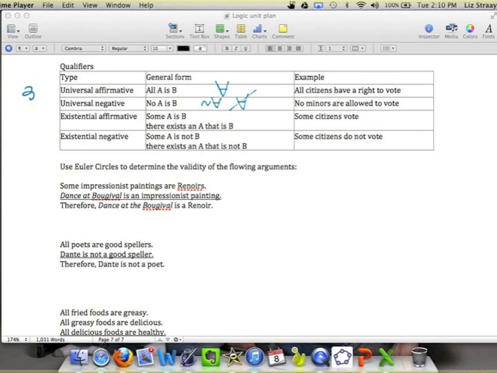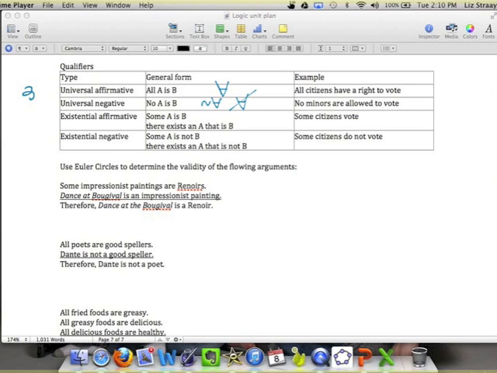So our universals are saying something like all citizens have the right to vote. Okay. Then the universal negative would be no minors are allowed to vote. So there's no gray area there. It's everything or it's nothing.